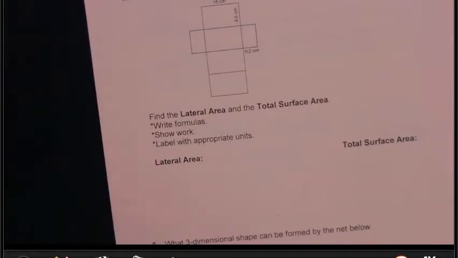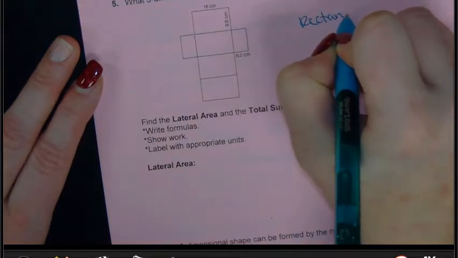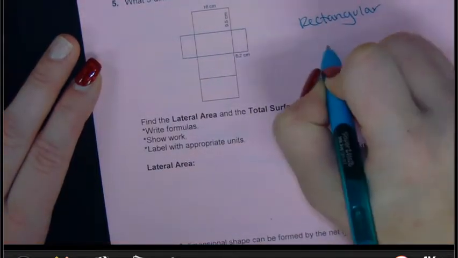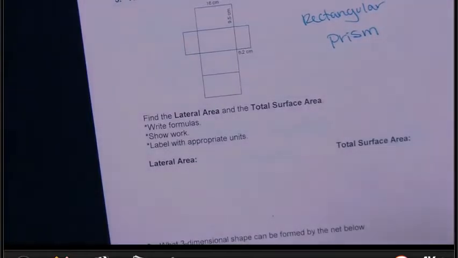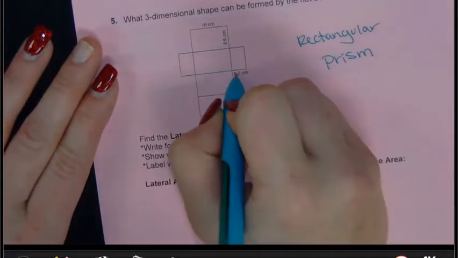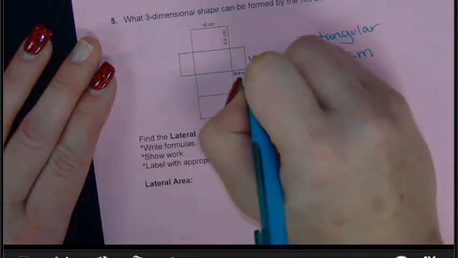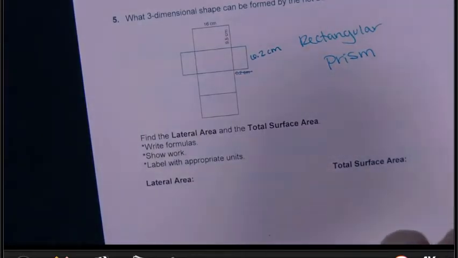All right. So number 5. Looks like I have a rectangular prism. And what I would like you guys to do with this rectangular prism is, this 6.2 got put into the wrong place. If you would, please put that 6.2 centimeters here for me.